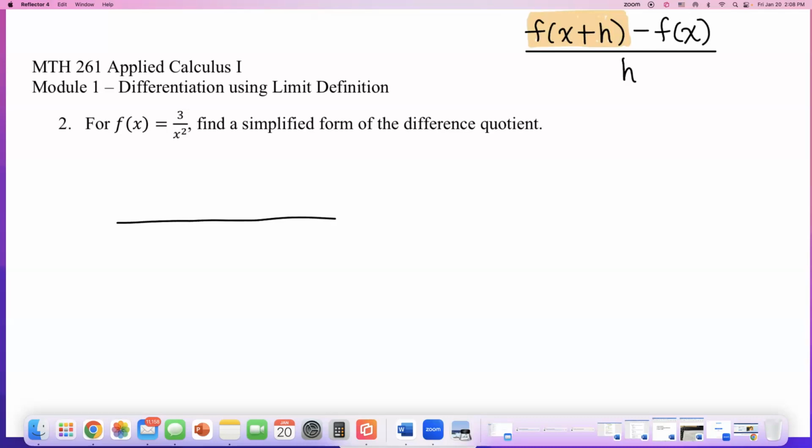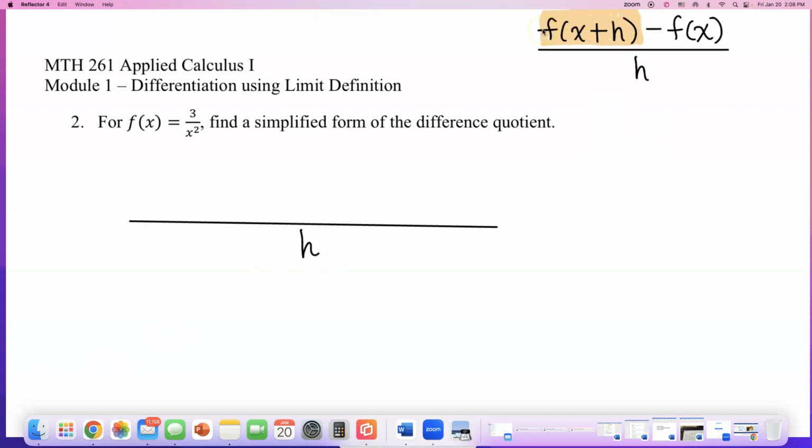First of all, let me draw a long fraction bar because it's going to be a big fraction with h in the bottom. I'm trying to write this orange piece, okay? We need to plug in x plus h into this function. So what's that going to be? The function will turn into 3 over, instead of x squared, I'm going to have x plus h squared. Okay, so that's this f of x plus h.